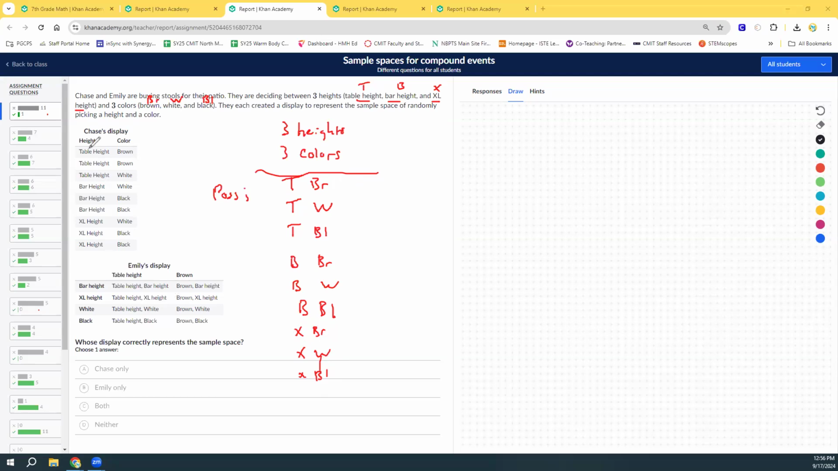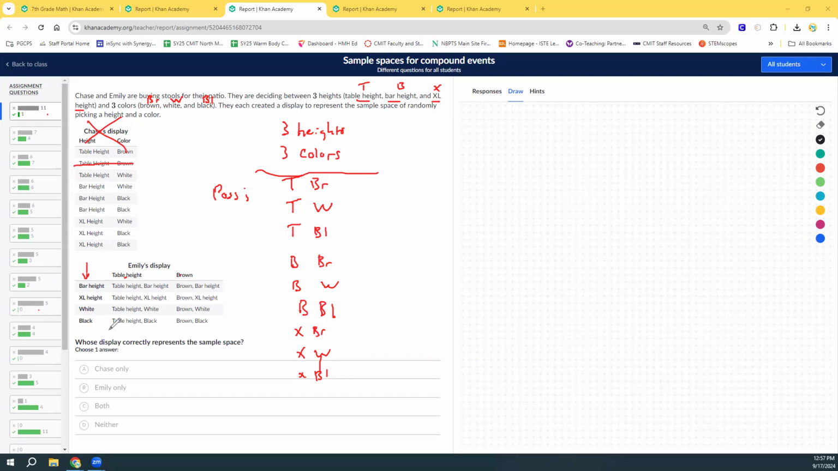And what's wrong with Chase's: table height brown, table height brown? See, he did table height white. Well, that can't be right because he's got 2 of the same thing. So Chase, you lose. All right, let's look at Emily. Bar height, XL height, white, black. Like, what are we doing here? Why are we doing 2 heights and then 2 colors on the vertical side and then a height and a color? Like, that's not good. See, in mine, all my columns are heights, and then my second column is colors.